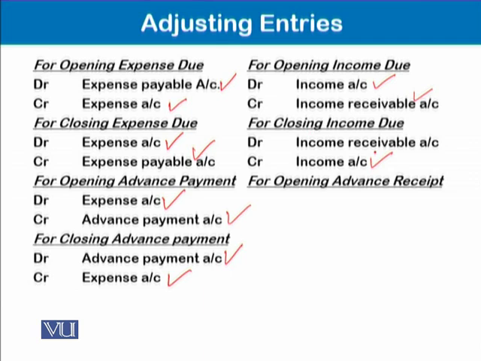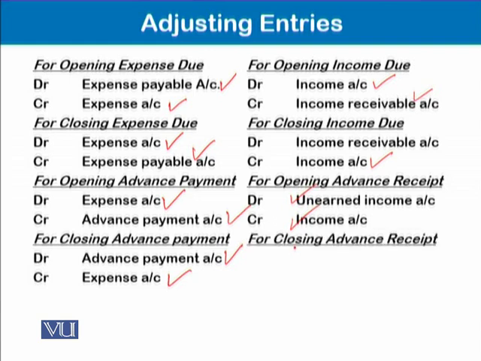And opening advance received. This opening advance received was our liability that has now been transferred to our income. Liability will be reduced by giving debit and income will be increased by giving credit. And for closing advance received, this closing advance receipt is in fact not our income. This should be taken to our liability. So not our income means income should be reduced and our liability should be increased with the unearned income account.